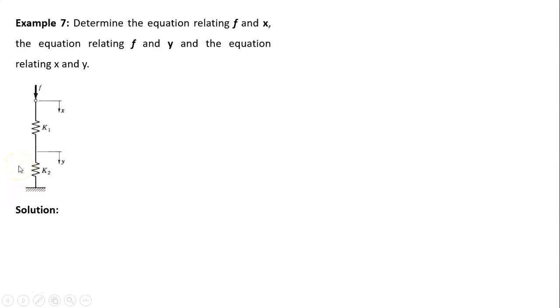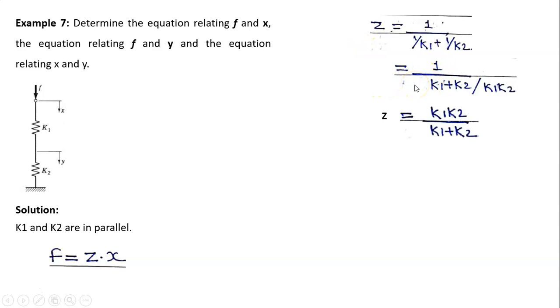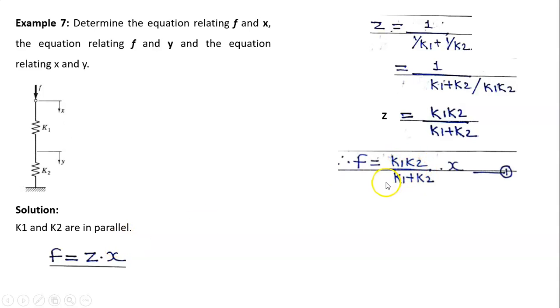Therefore, we will directly write down the equation. How to write the impedance of a parallel combination? F is equal to ZX, where Z is the total impedance of K1 and K2. Since K1 and K2 are in parallel, Z is equal to 1 divided by 1 upon K1 plus 1 upon K2. By simplification, Z is equal to K1 K2 divided by K1 plus K2. Substituting this value, F is equal to K1 K2 divided by K1 plus K2 into X, equation 1.